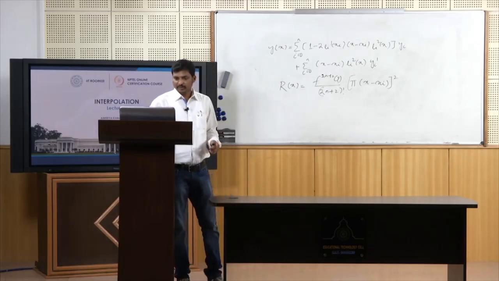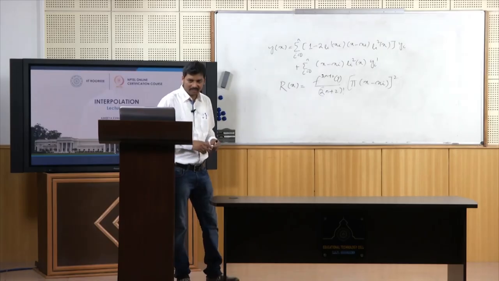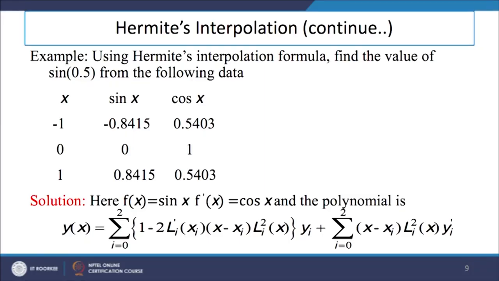So based on this, if you go for a problem here, suppose the question is asked like: using Hermite interpolation formula, find the value of sine of 0.5 from the following data.